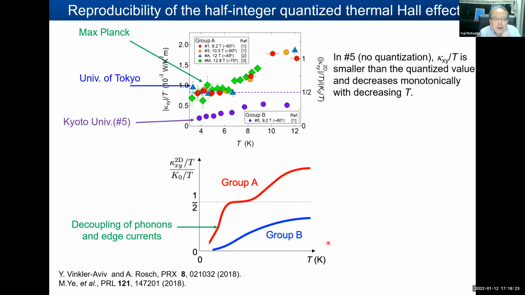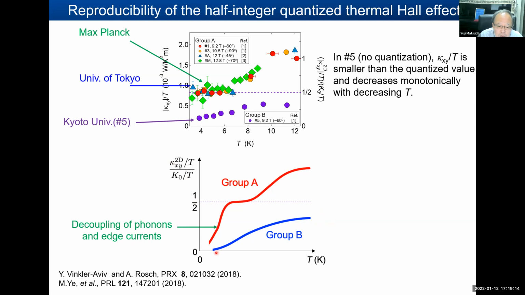Okay, this is the temperature dependence of the thermal conductivity for three groups. In the sample shown by sharp five, no quantization occurs. So in this case, kappa xy over T is always smaller than the quantized value and decreases monotonically with decreasing T. The group A crystal shows quantization in some limited temperature range. And according to the recent result by Max Planck, it decreases rapidly at low temperatures. So this reduction of the thermal conductivity has been discussed in terms of the decoupling of phonons and Majorana current. And in group B, kappa xy is always lower than one half of the quantized value and decreases monotonically with decreasing temperature.